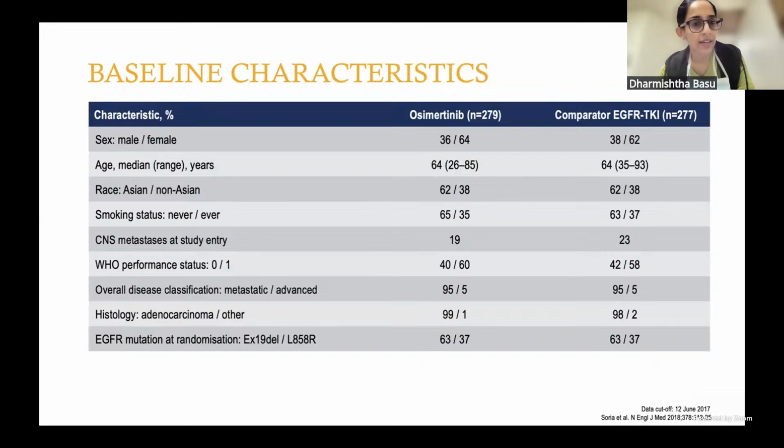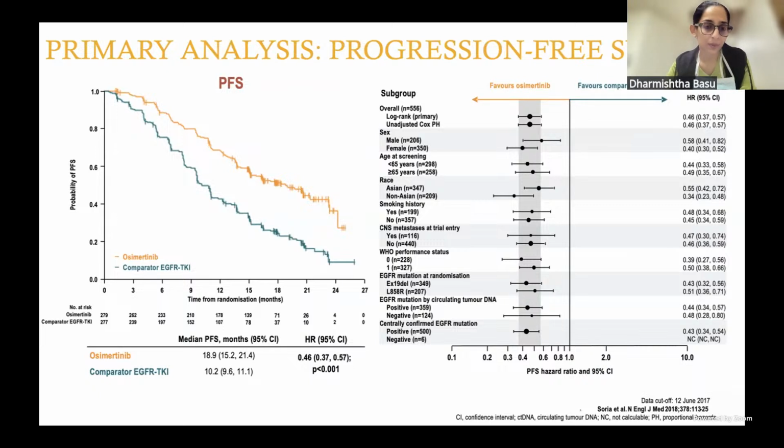As we can see, the baseline characteristics of both the groups were more or less well matched, including the ratios of EGFR del 19 versus L858R, adenocarcinoma versus others, and also CNS metastasis at study entry. Here we can see the well-known PFS data of 18.9 months versus 10.2 months, giving a significant edge to osimertinib with a hazard ratio of 0.46, with a forest plot showing this PFS benefit across all the various subgroups that were tested. Most importantly, the groups that deserve mention are CNS metastasis at trial entry and EGFR del 19 versus EGFR L858R, and both these subgroups showed significant PFS improvement.